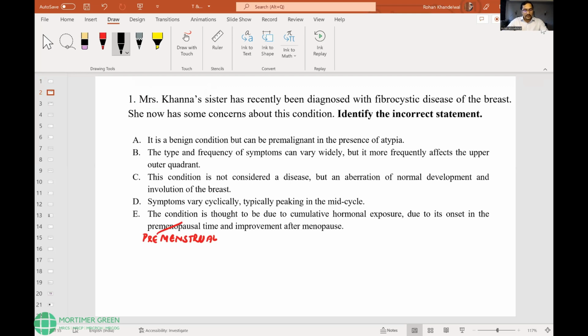Identify the incorrect statement. And there's one change which I wanted you to make here. The point number E, instead of premenopausal, it should be premenstrual, right? It should be premenstrual. So you can just make that change. Right, so what do you think would be the answer for this question? Everyone, I'm sure you would have attempted this. What is the answer to this question? Let's look at the answers.